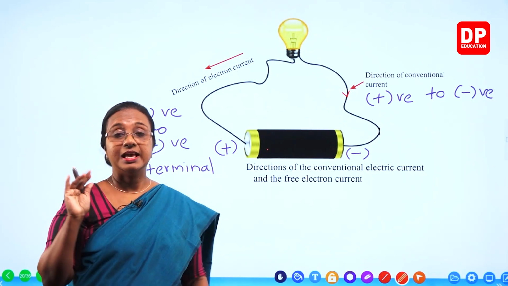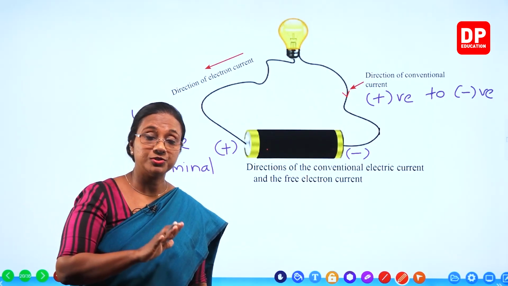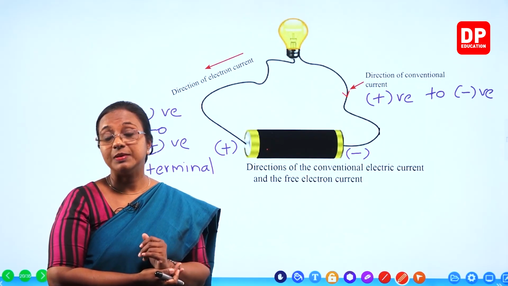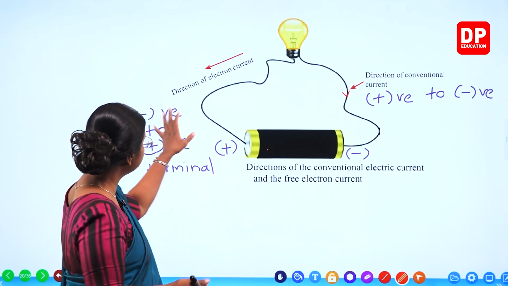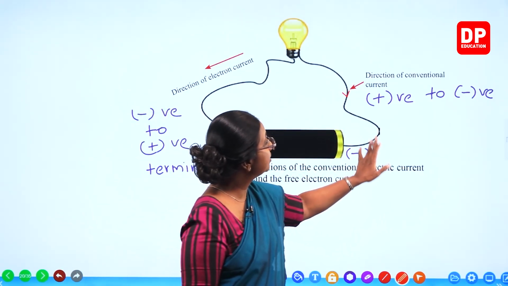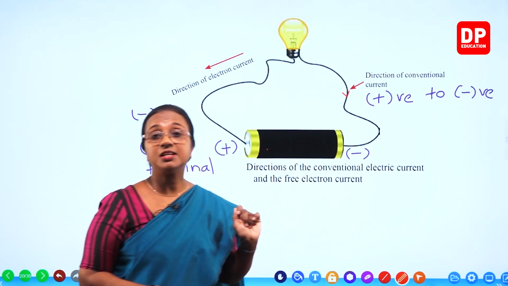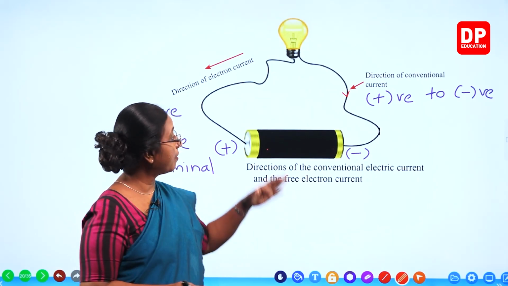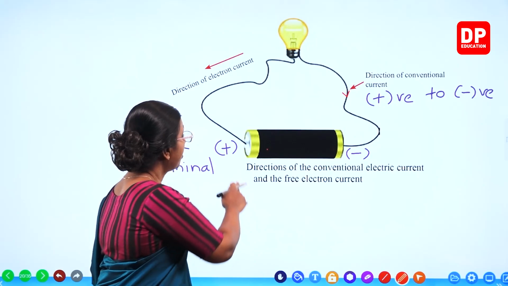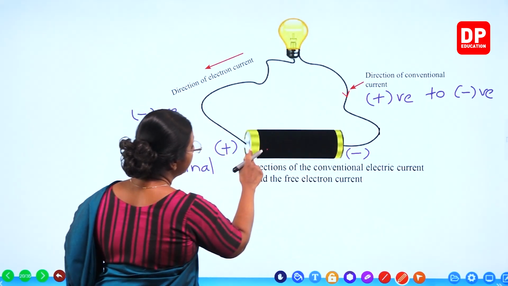So always electrons flow from negative to positive because the negative terminal repels the electrons and the positive terminal attracts the electrons. That is happening in a conductor. But as a convention, the conventional current is said to flow from positive to negative through the conductor, not from here to here or not from here to here.